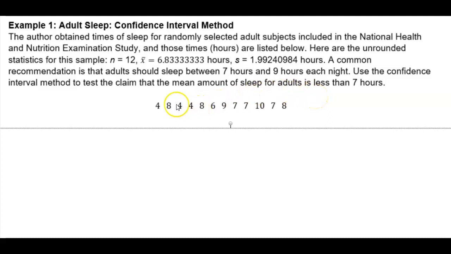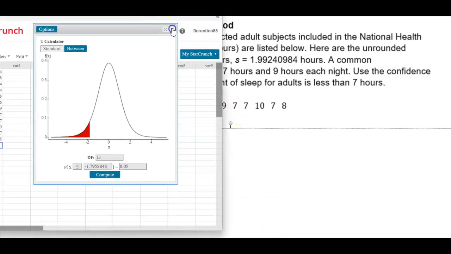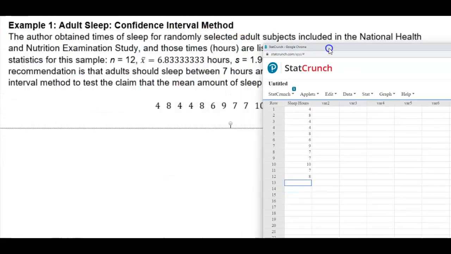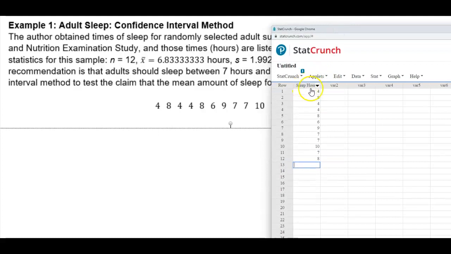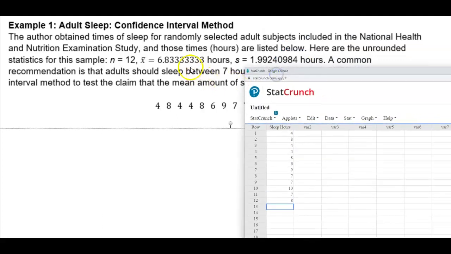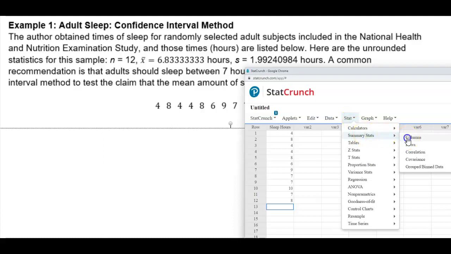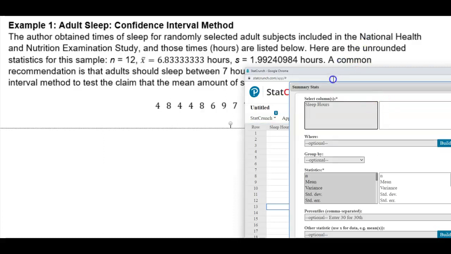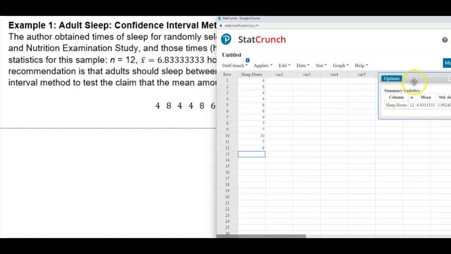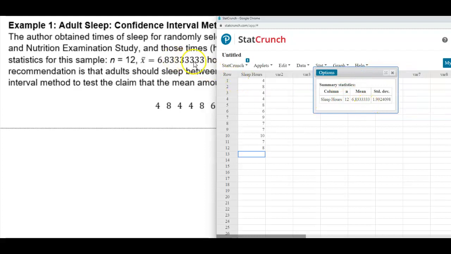7 hours. So just so that we can do it, if we plug this into StatCrunch, we can do the following. So we can go ahead and then highlight our column and put in sleep hours and then enter in the hours. And then if we want to confirm our mean and our standard deviation and our sample size, we just go ahead and go to Stat, Summary Stats, select Columns, select the column that we create, which is sleep hours, and then select the sample size, the mean, and the standard deviation. And then select Compute, and then you're going to see that we get the same numbers here as we got up here.